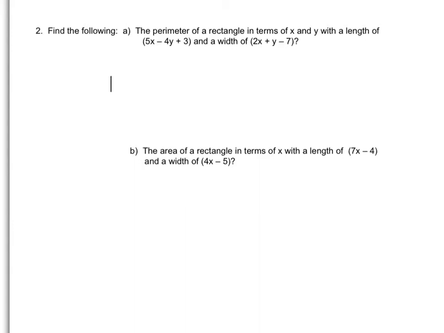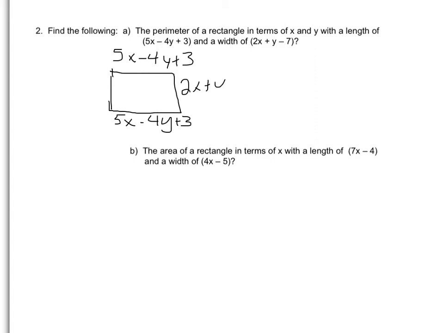I'm going to draw the rectangle, and I'm going to label the sides, because we're looking for perimeter, and we know that perimeter means that you have to add the sides all the way around the shape. So the length is 5x minus 4y plus 3, and I'm going to put that on the bottom as well. And the width is 2x plus y minus 7, so 2x plus y minus 7.